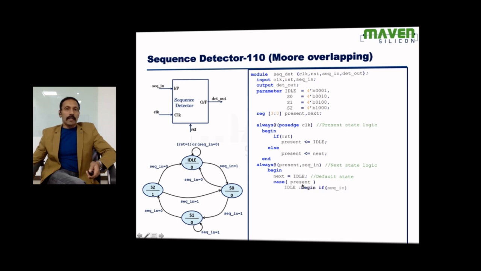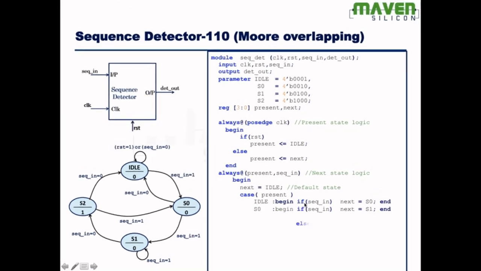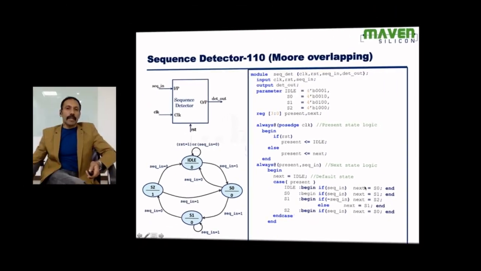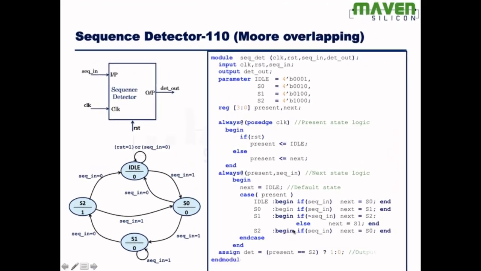Case, sample the present state, and for each present state, you define the transition. Here, for idle, for S0, for S1, for S2. We covered all possible states. So basically, in next state decoder, we are defining all the transitions. And the next state decoder logic is going to produce the value of next state based on 2 things: present state and input. So here, based on input, you can define the transition. This is next state decoder logic.